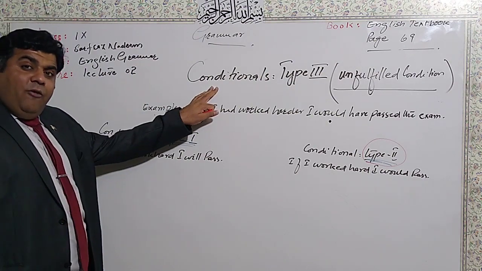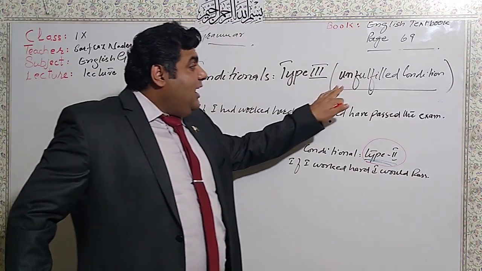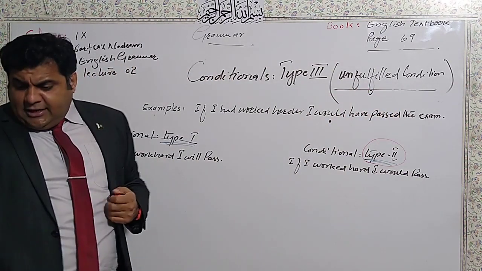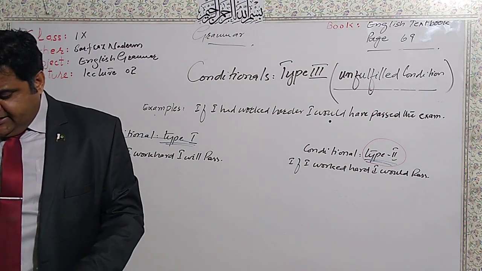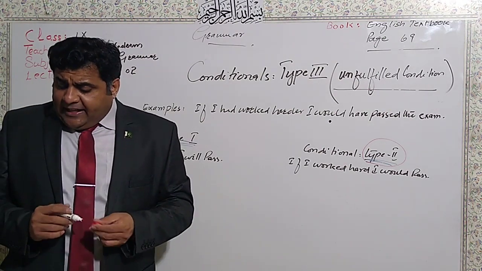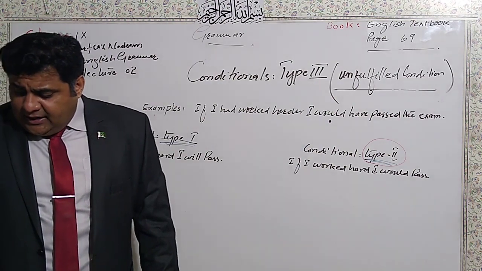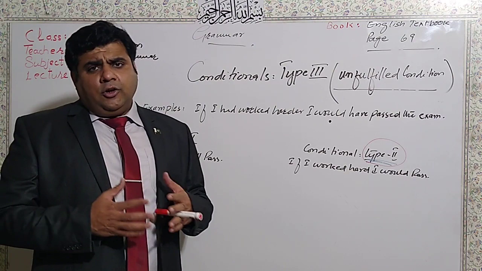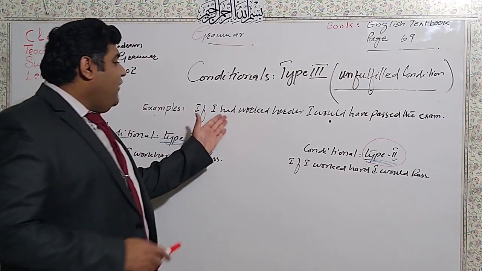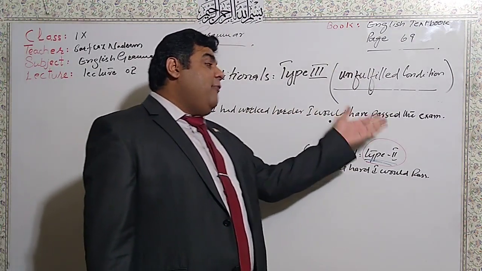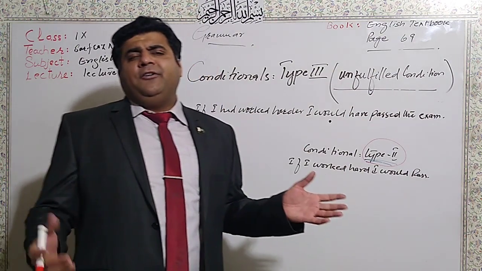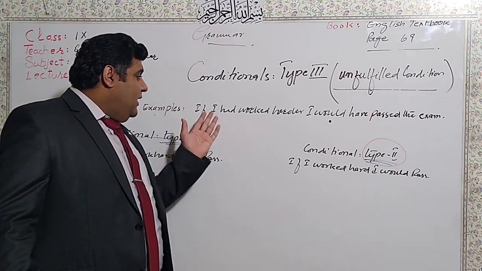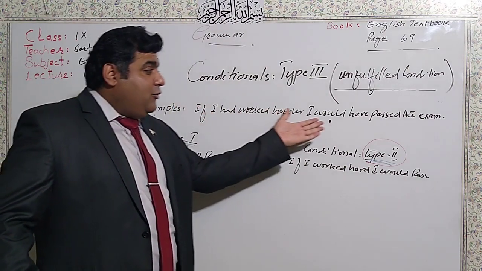Now we are going to move to conditional type 3. It is also an unfulfilled condition. You can see on your book, page number 16, in the last lines, that conditionals of this type say that something did not happen because a certain condition was not fulfilled. For example, if I had worked harder, I would have passed the exam. Someone is going to be thinking, oh my God, if I had worked hard, I would have passed the exam.